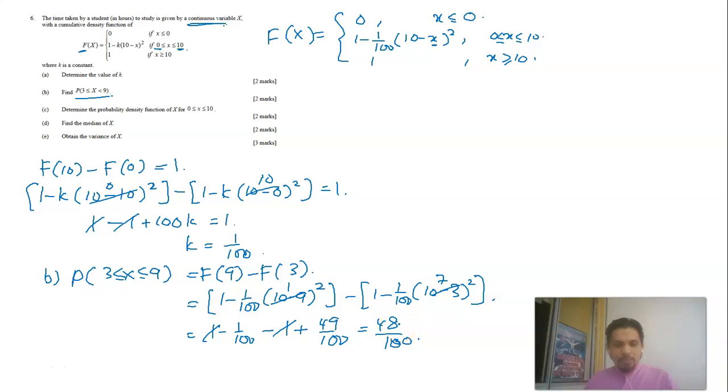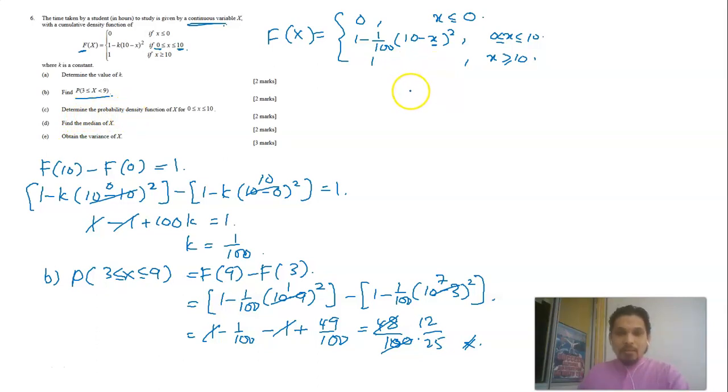Okay. Simplify this, divide by 4. 48 divided by 4 is 12, and 100 divided by 4 is 25. Yes. And then determine the probability density function for the first one then.